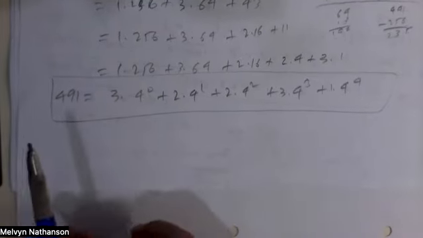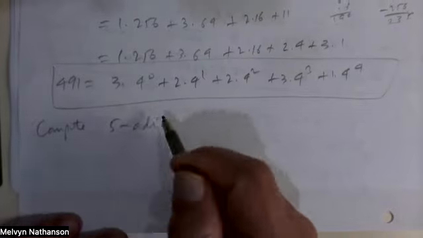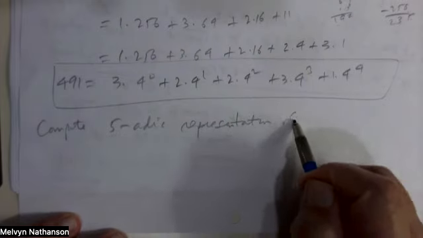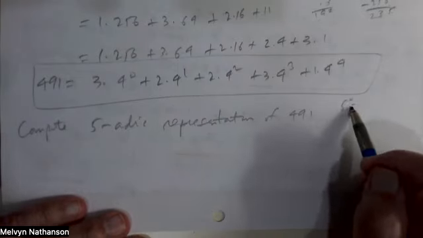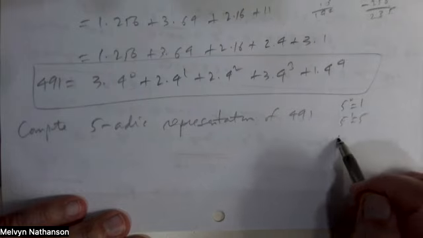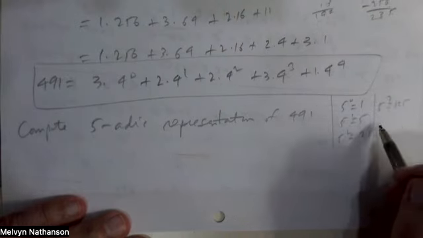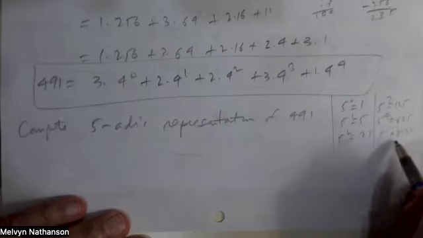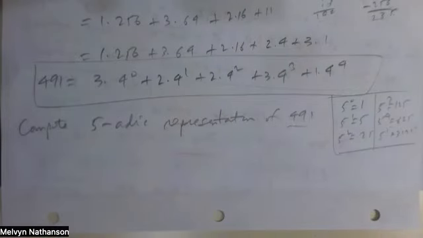All right. So let me give you a problem to do right now. Compute the 5-adic representation of 491. So you have to know the powers of 5. 5 to the 0 is 1. 5 to the first power is 5. 5 squared is 25. 5 cubed is 125. 5 to the 4th is 625, and so on. 5 to the 5th is 3125, which is already way too big. So calculate the 5-adic representation of 491, and I'll give you a couple of seconds to work that out.